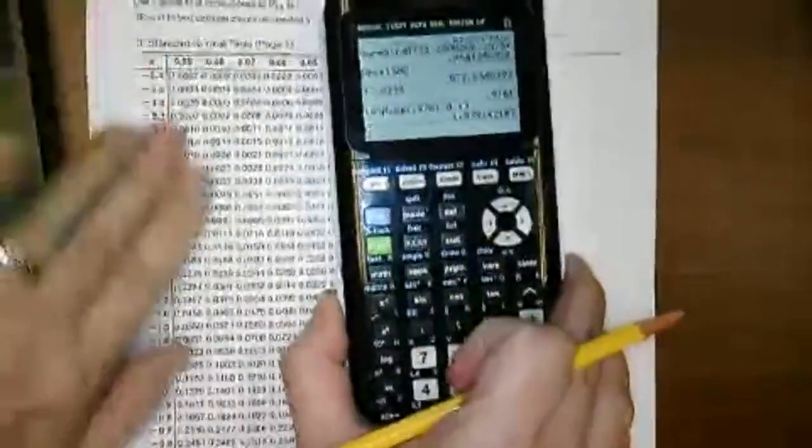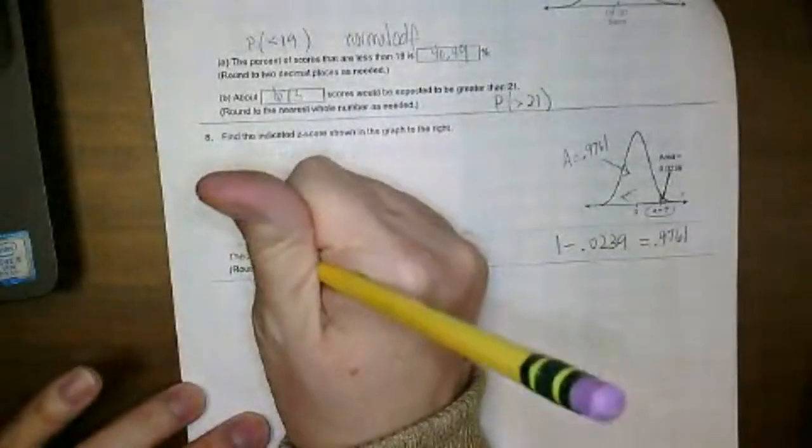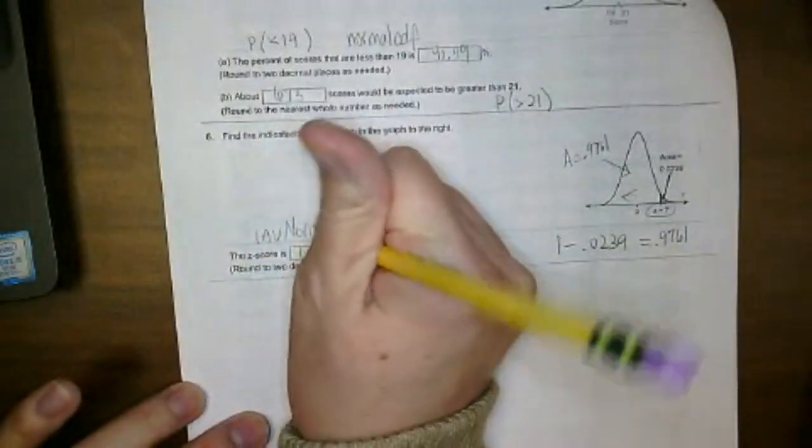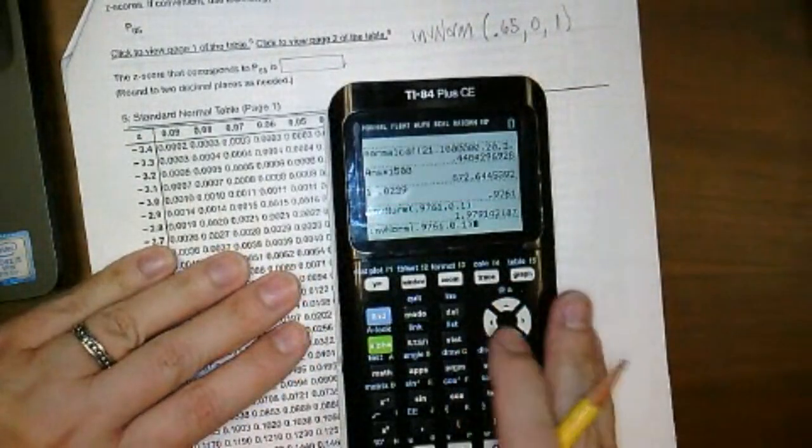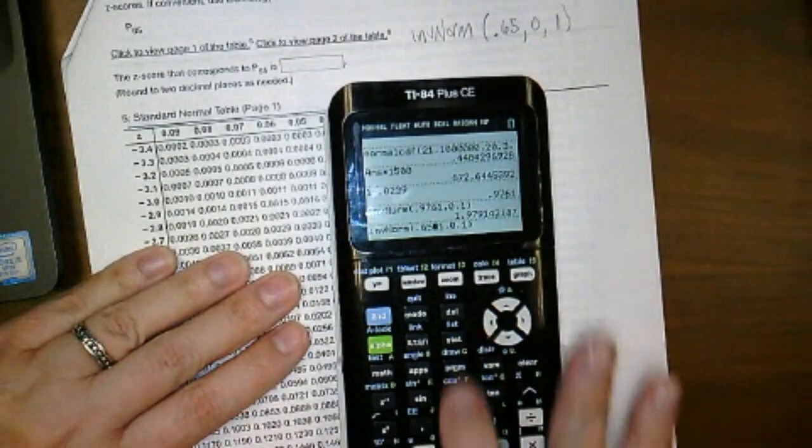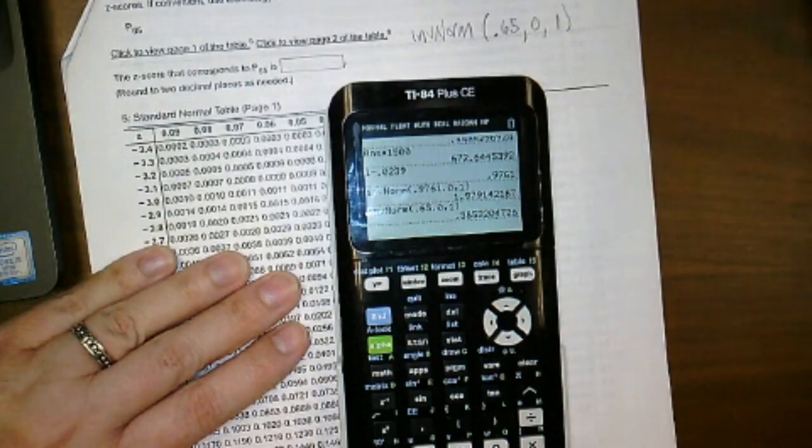Number 9, on this percentile being 65, you are going to use the same inverse operation. Let me write on 8 that that's what we did. If you're going to use your calculator instead of the table, you're going to say your area is 0.65, and then your mean and standard deviation are still 0 and 1. So I can just copy that and come over here and put a 0.65, and that gives me 0.39.